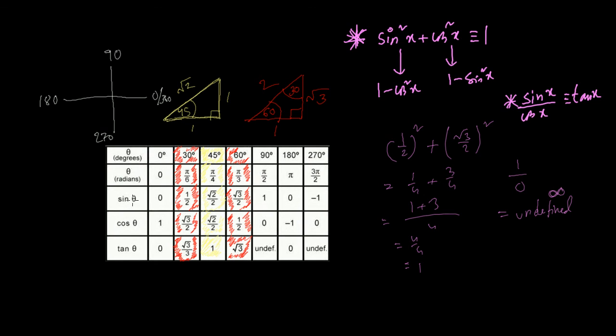Sine 30 by cos 30. Sine 30 is half. Cos 30 is root 3 by 2. So half divided by root 3 by 2. So what happens is this half and this half cancel. So 1 by root 3 is left over, and we can see tan theta is 1 by root 3. This is nothing but the rationalized version of 1 by root 3.